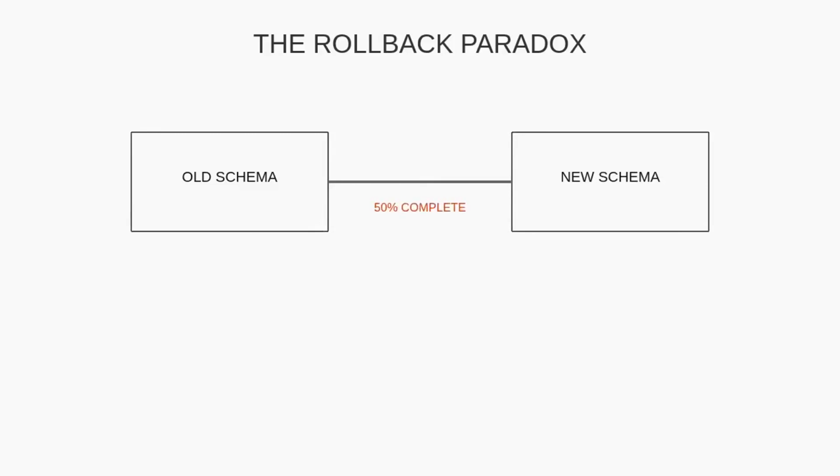This is why we often say database migrations are one-way streets. Once you start moving data around, your primary focus shifts from rolling back to rolling forward, fixing the issue in place, because there's no safe way to go back in time.